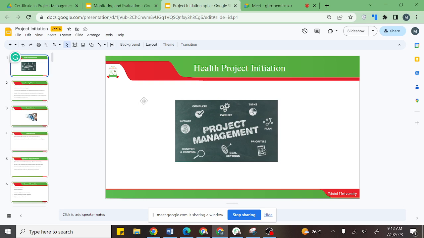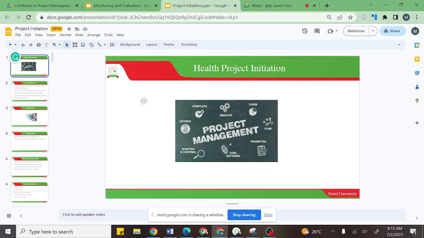We are looking at this from the perspective of health, but basically the same principles apply whether you're going to conduct a nutrition project, a reproductive health project, a healthcare project, or a business project. The same concepts basically apply. There's just a slight variation.